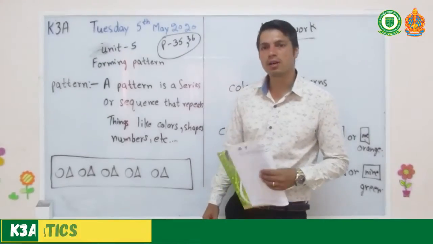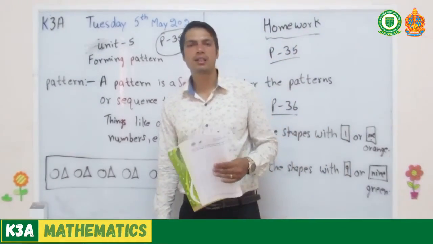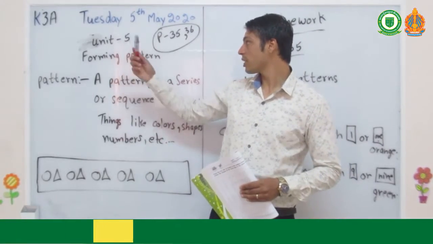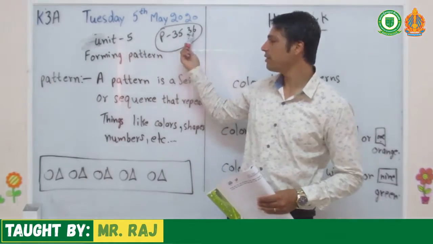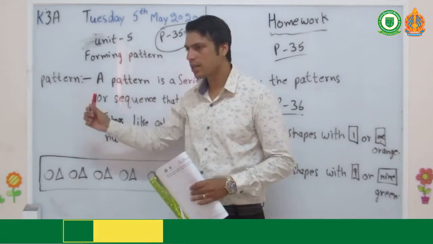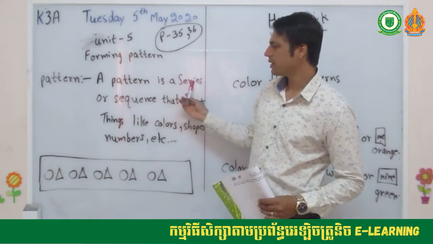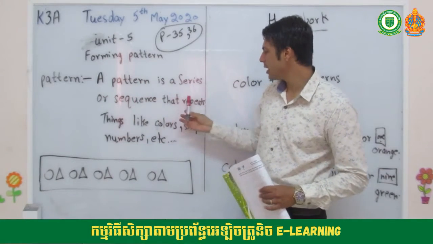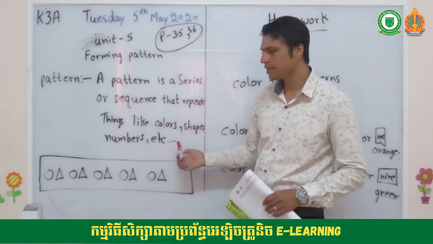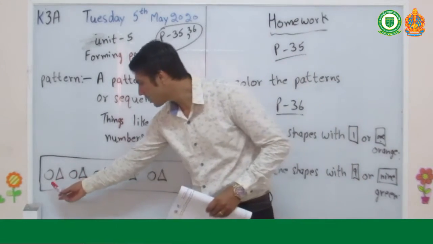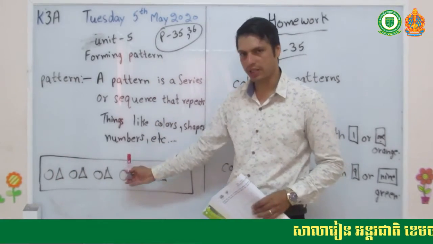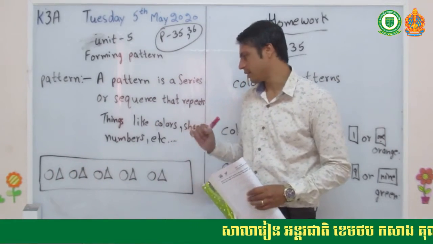Hello students, welcome back to our third and last video for today's class. Today we are studying unit 5, page number 35, 36, forming pattern. So what is a pattern? A pattern is a series or sequence that repeats, things like colors, shapes, numbers. Like here you can see 2 shapes are repeating, so this is a pattern.